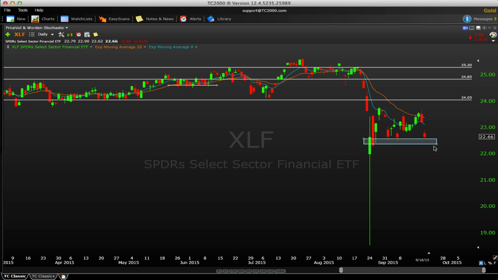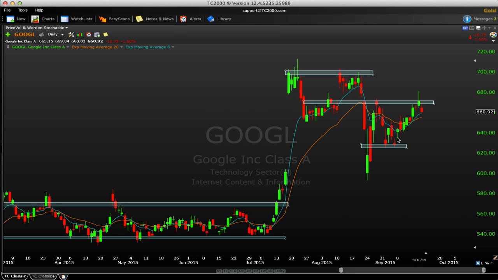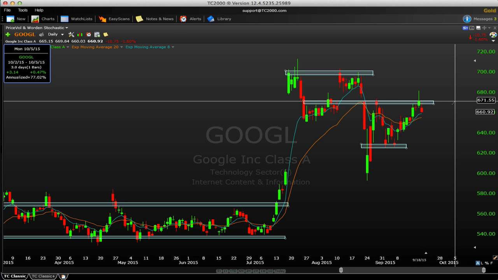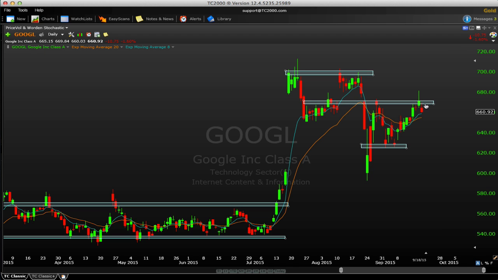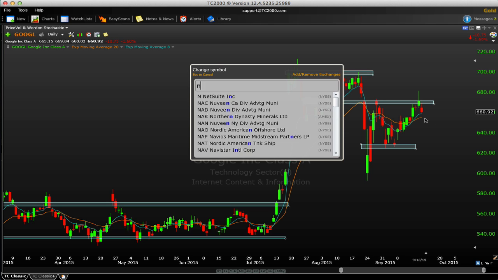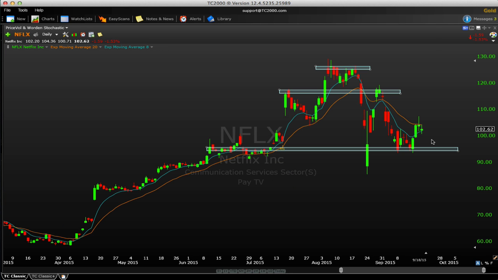Now, if we look at some other individual names, let's look at Google first. This one failed here at this level of interest, right around 672 or so. Saw some follow through to the downside. It's caught into this range here, still messy, but holding up pretty well, all things considered. So still not ready for a trade setup here for me, but I'm watching it. Google does look a little constructive there.